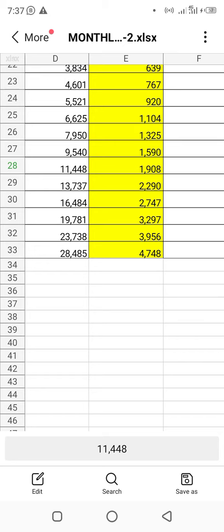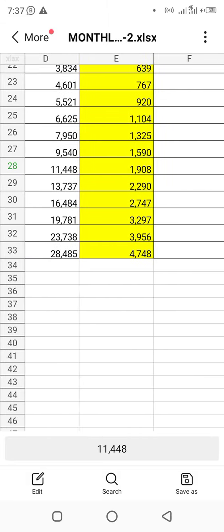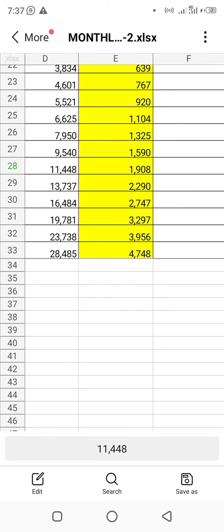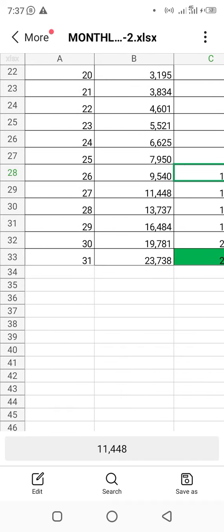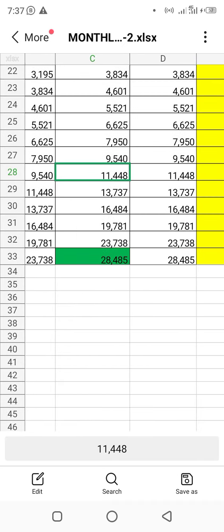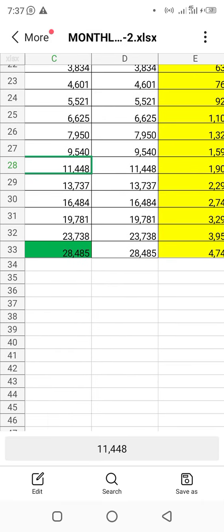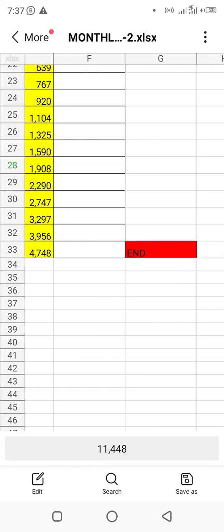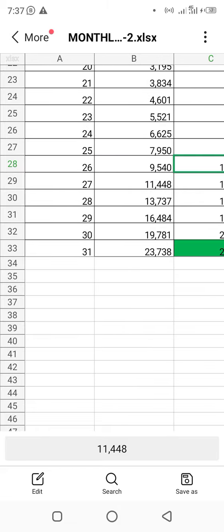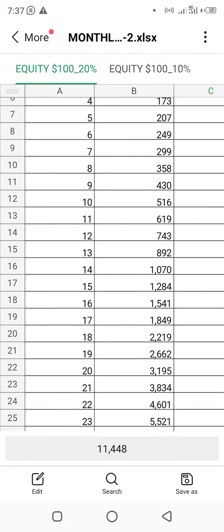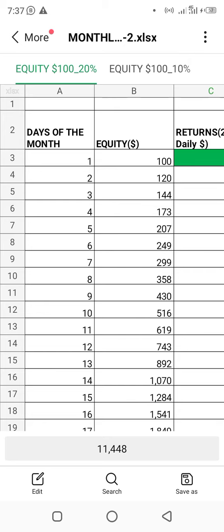And at day 31, you are already climbing to $28,485, which is your profit. 20% of this amount will give you 4,700. And so at the end of the day, with a $100 investment, you are making $28,485. So I want you to have this at the back of your mind, that you can be a millionaire if you trade wisely.